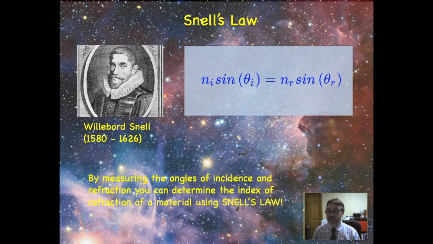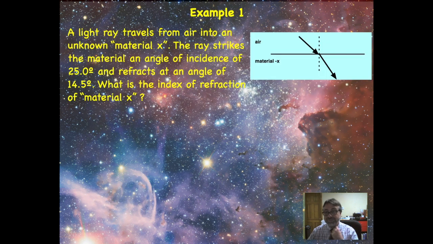So by measuring the angles of incidence and refraction, you can actually determine what the index of refraction is using this law. So let's take a look at a couple examples. All right, so here's the first example. I have a light ray traveling from air into an unknown material X. The light ray strikes the material at an angle of incidence of 25 degrees and refracts at an angle of 14.5. What is the index of refraction of material X?